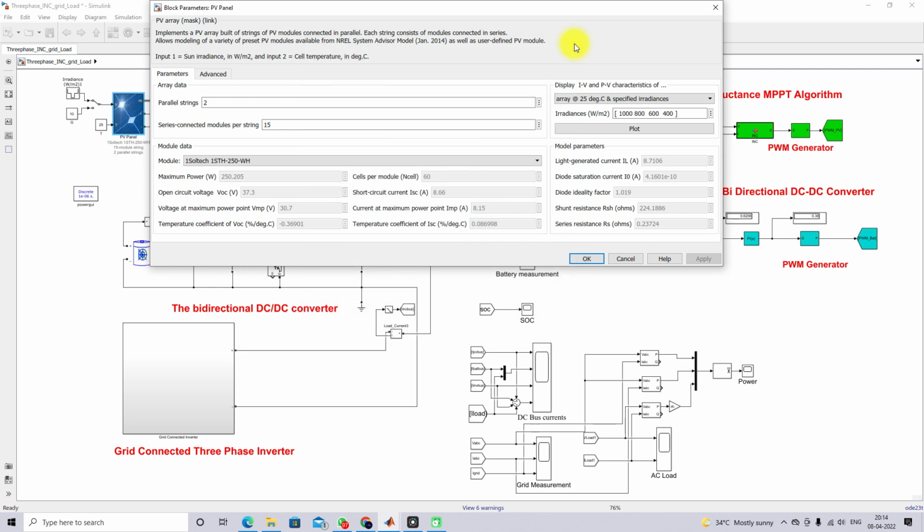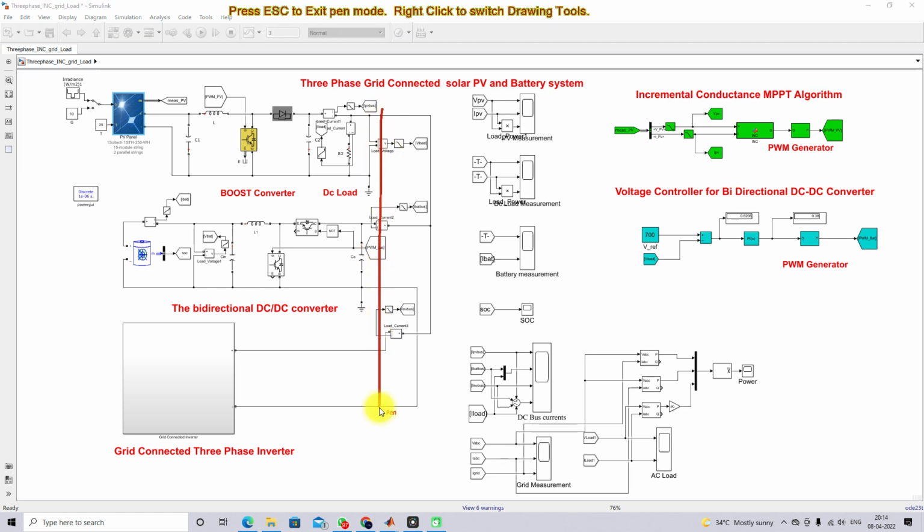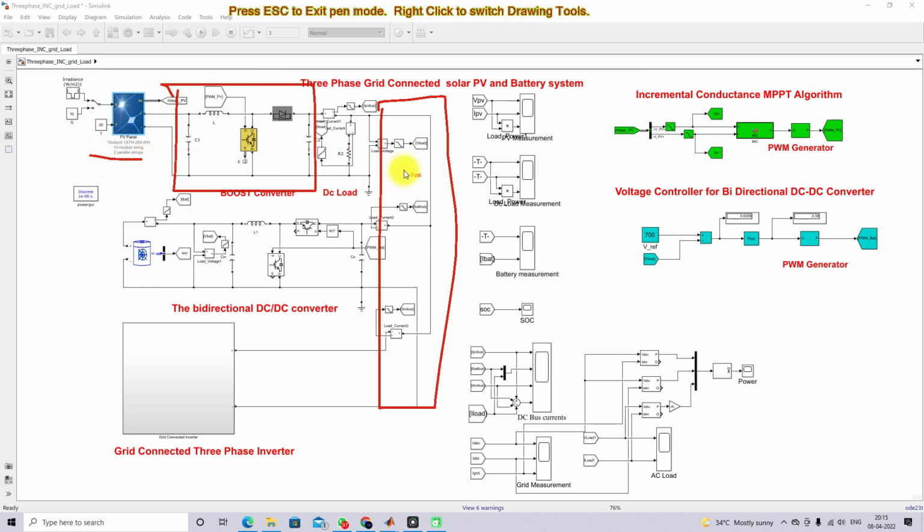Okay, so next process, here we are going to connect the solar PV to the DC bus. So this is going to be considered as a DC bus in the three-phase grid connected solar PV and battery systems. So we need to design this boost converter, because the boost converter is connected between solar PV and DC bus as well as DC load.